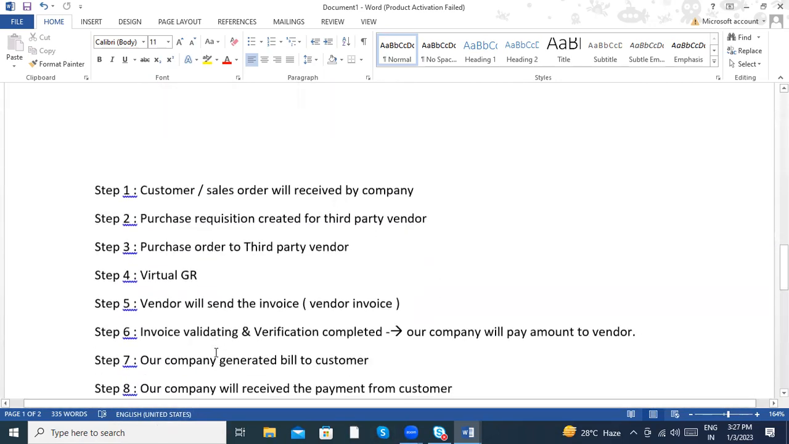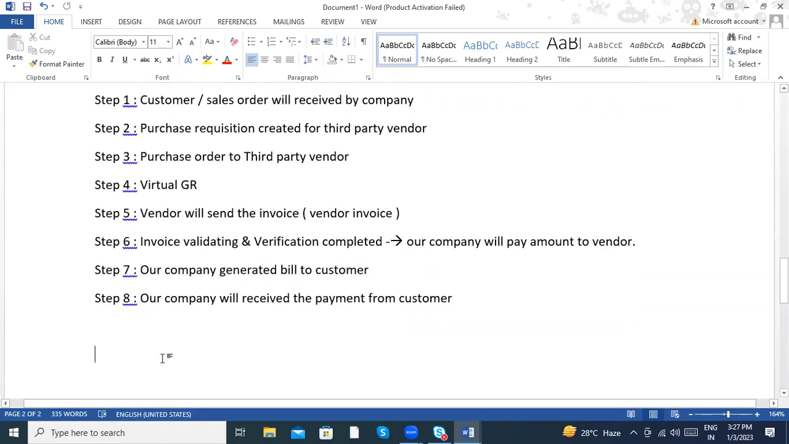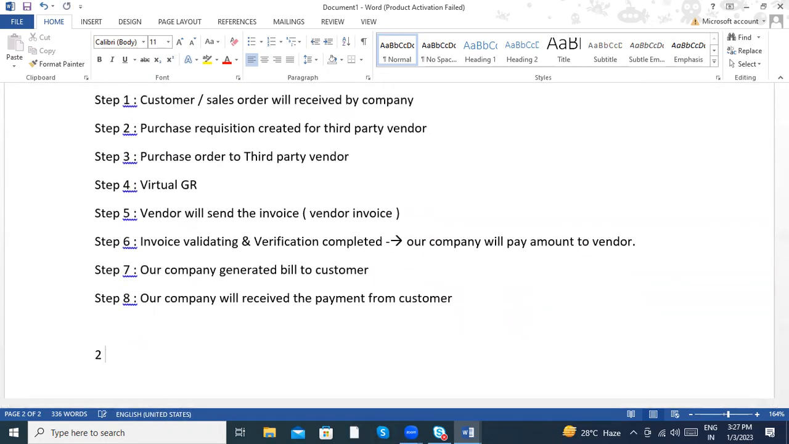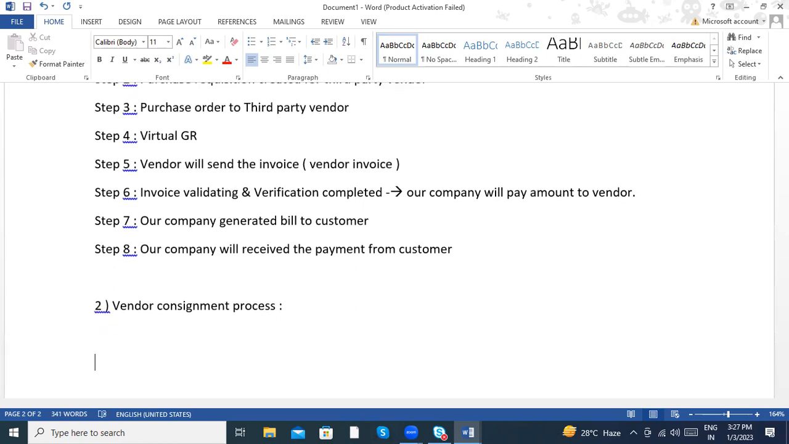Any doubts in this third party process? No, right? Okay. Now let's go to the next process, the second process: vendor consignment process. Did you have any idea about this one? Is it a planned one, like construction? No, consignment is different, not construction. Any other guess?